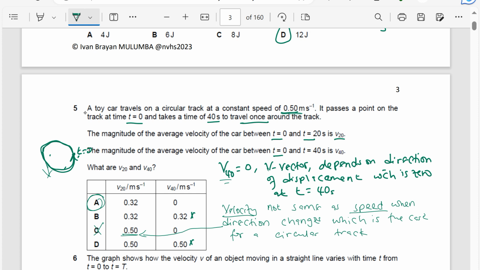But then we have eliminated C because velocity is not the same as the speed when the direction changes. Velocity will only be the same as the speed if the direction does not change. But for a circular track, the direction keeps changing. So the answer is A.